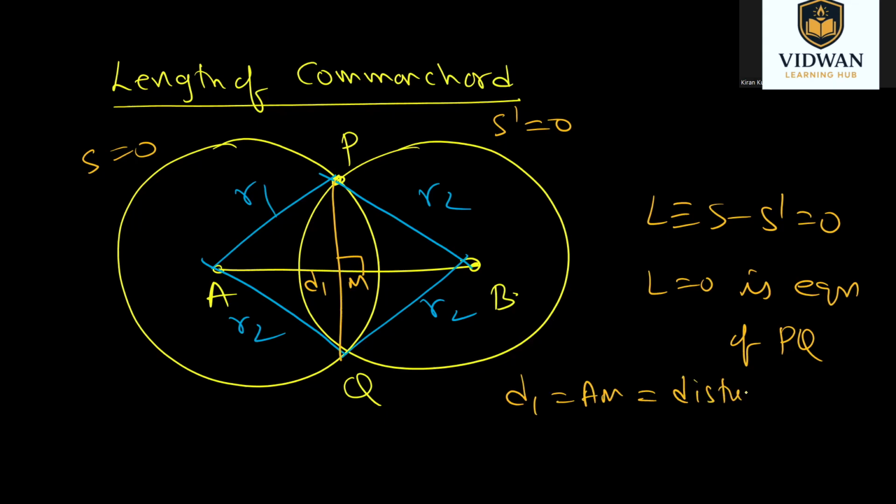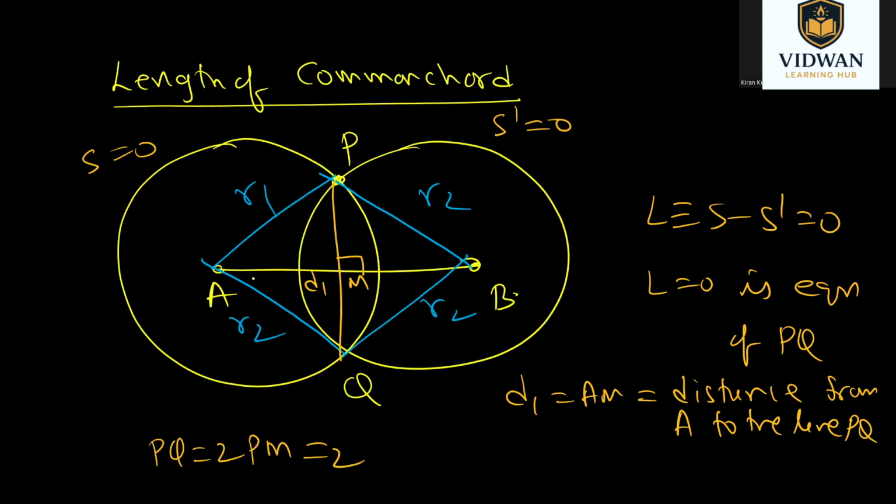If you know the equation of the line, and the circle is given, you already know the center. You know how to find the distance from a point to a line. So the distance from A to the line PQ, you can find out, that is D1. You can do it for BM also for the second circle, but anything would be fine. So let us do it for the first circle. And once you know that M is the midpoint, if I want PQ, it is 2 times PM. And the value of PM I can write by Pythagoras theorem for triangle AMP as root of R1 square minus D1 square.